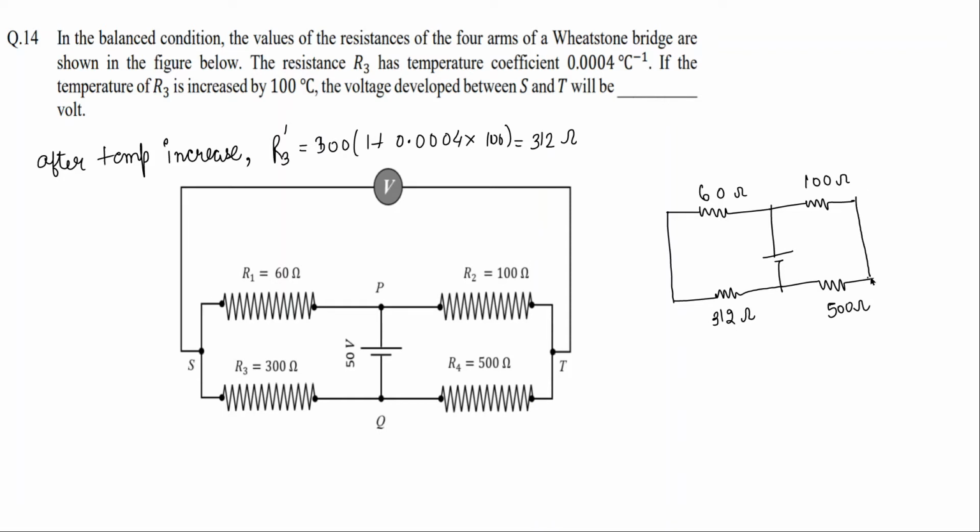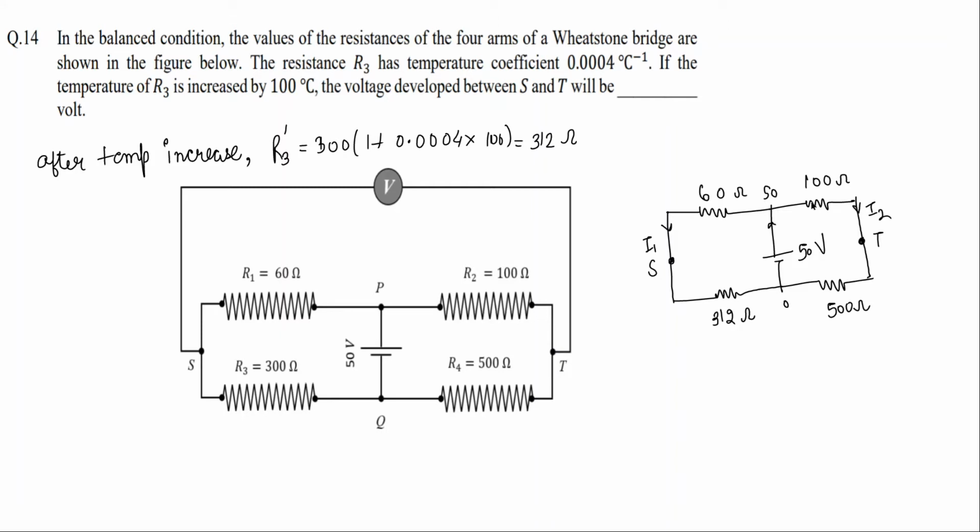and this point is S, and this point is T, and let us say this is a 50-volt battery. So you see that this is 50, this is 0, and this is current I1, and this is current I2. Like current is going like this and then dividing into I1 and I2.